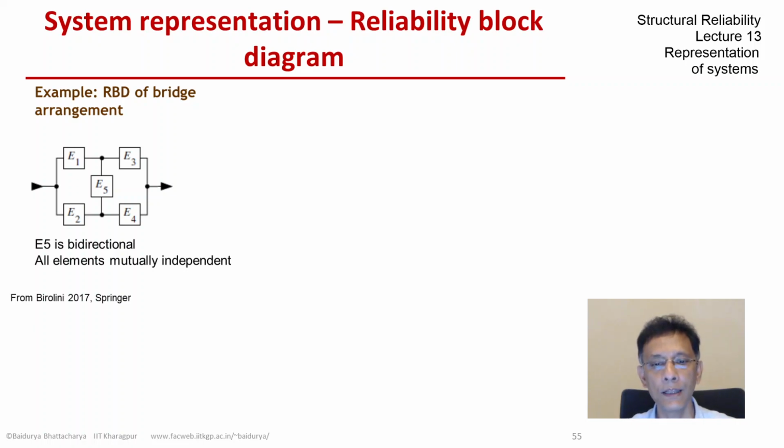However, things become a little more complicated and challenging for certain configurations where this sort of reduction in parallel and series arrangements is not possible. So one classical example is this bridge arrangement. So we have a key element E5. So there is no way that this can be reduced to an arrangement as we looked at in the previous slide. E5, just to be sure, is bidirectional. We are going to next look at an example where E5 is actually unidirectional.